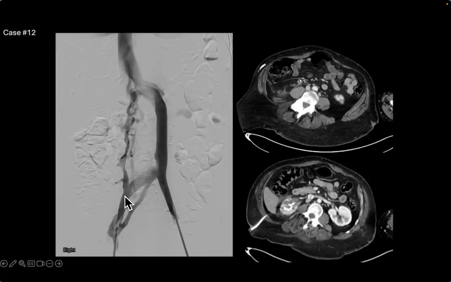So anytime you have duplication of your cava, you've got a couple options. One is you can put two filters in the iliacs, on either side, or you can place one suprarenal filter. In this case, they elected to place a suprarenal filter. This again is just an axial image a little bit lower, and we just see both cavas on either side of the aorta.